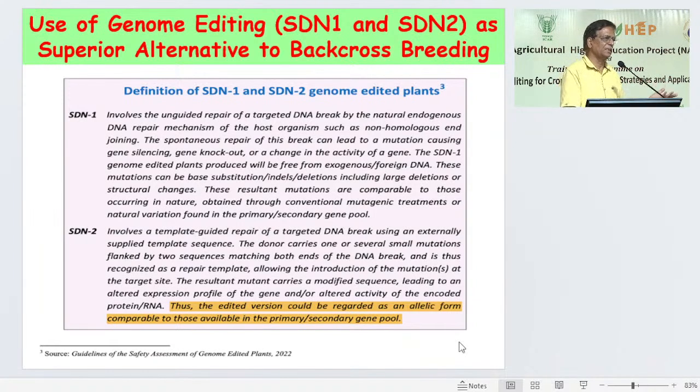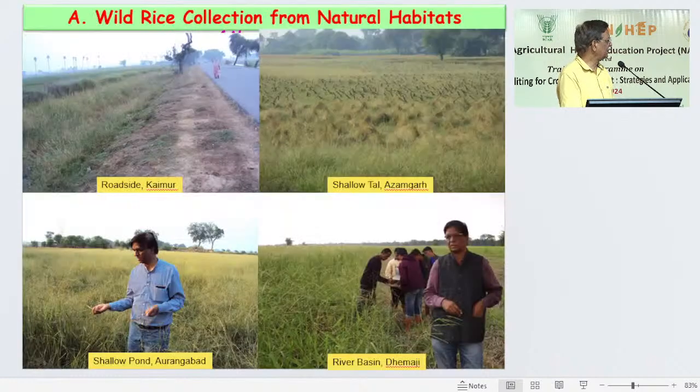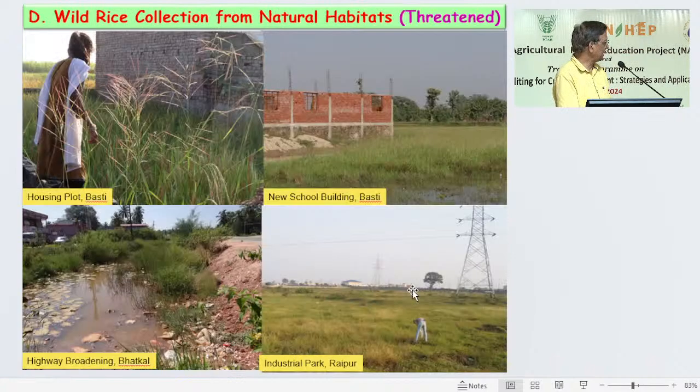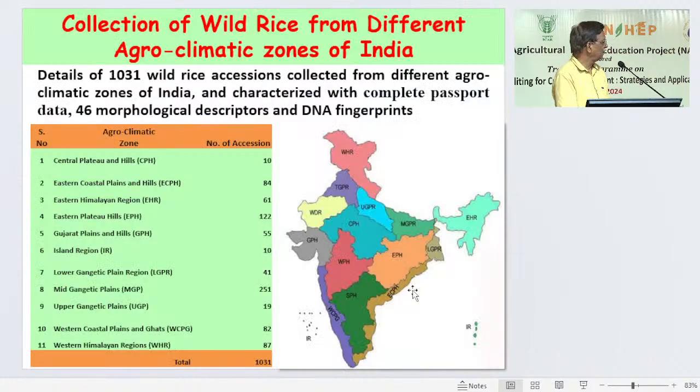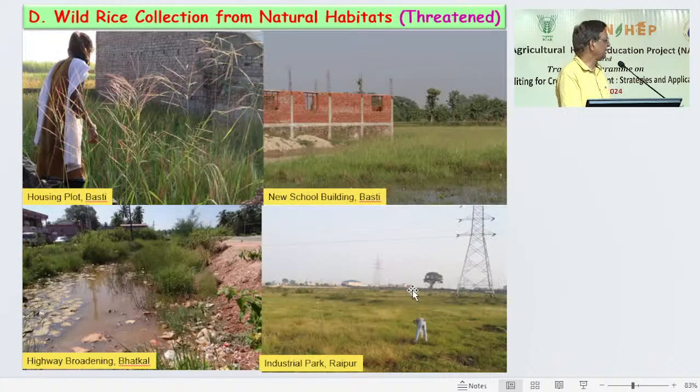The wild rice, which is easily crossable with the cultivated rice, is a good source of genes for different kinds of stresses because it is surviving the stress in nature, it has widely adapted. So I collected from different places. These are some lowland areas in different parts of the country, in upland areas also. This grows wildly in the rainy season. It is also adapted to highly saline conditions, sodic soil, coastal salinity, deep water, as well as dry conditions. But it is highly threatened due to developmental pressure. Like some housing will come, some school building will come, some industrial park will come, or some road is getting widened. So this is under great threat, and conservation is very important.